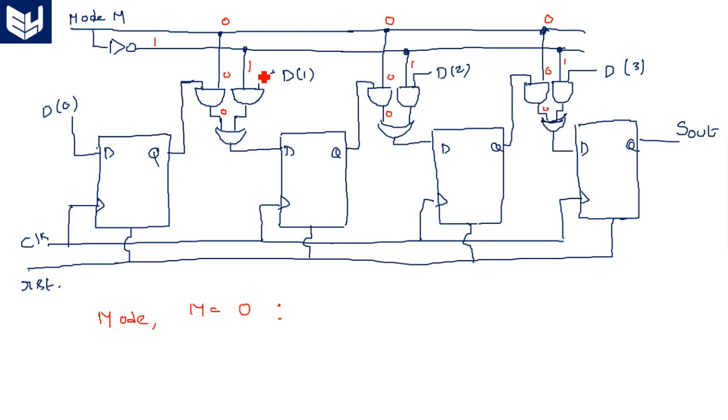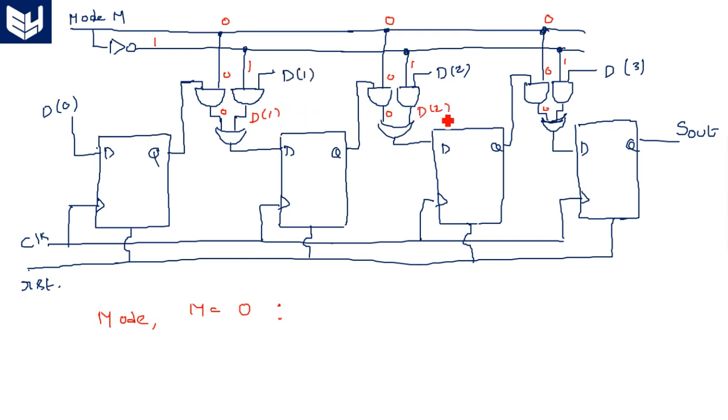What about the second one? In the second AND gate, one of the inputs is 1, and then if D of 1 is 0, the output is 0. If D of 1 is 1, the output is 1. That means whatever the D pin is connected, that will be the output of the AND gate.